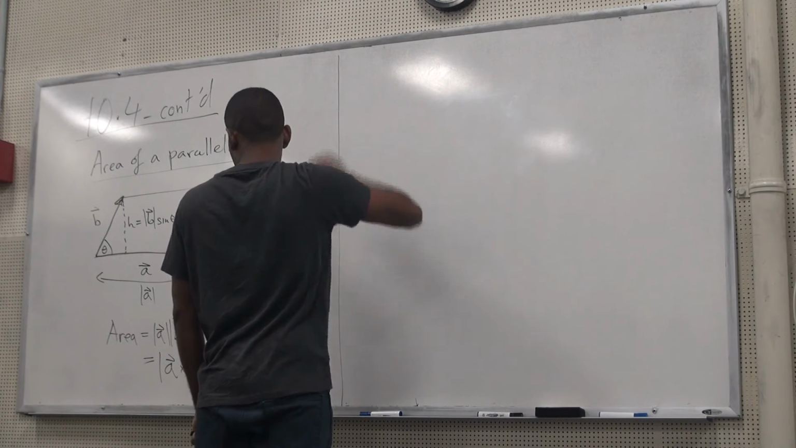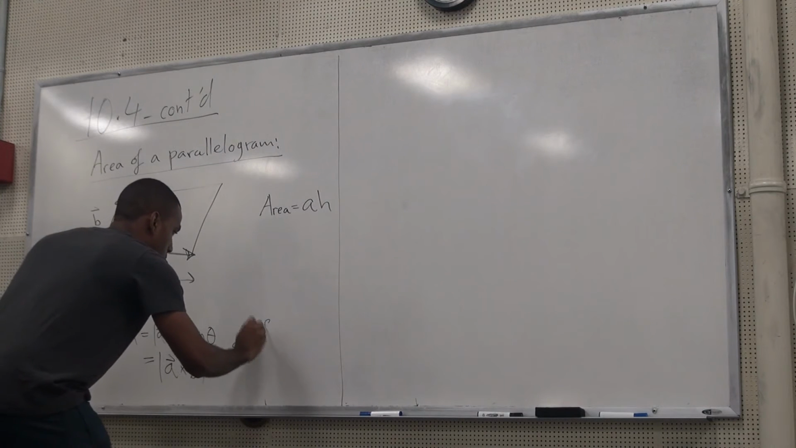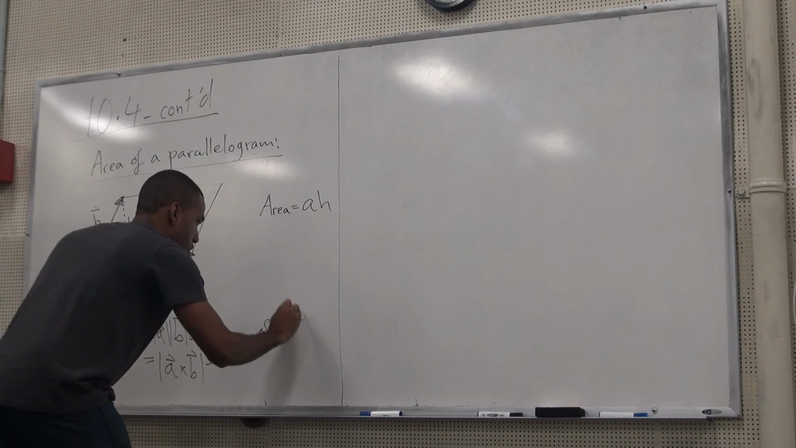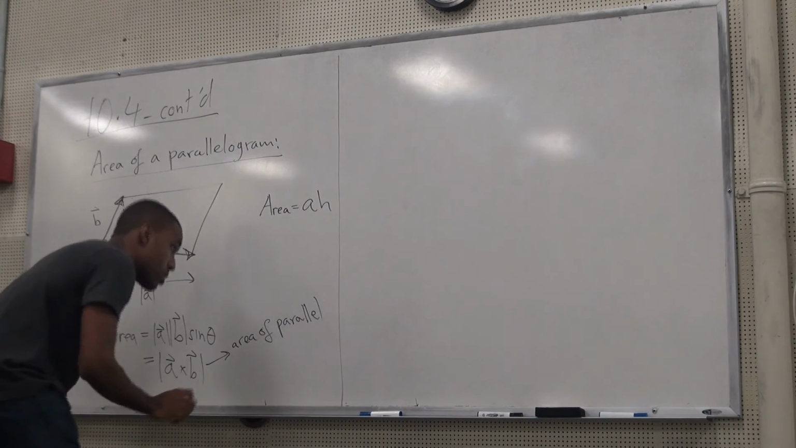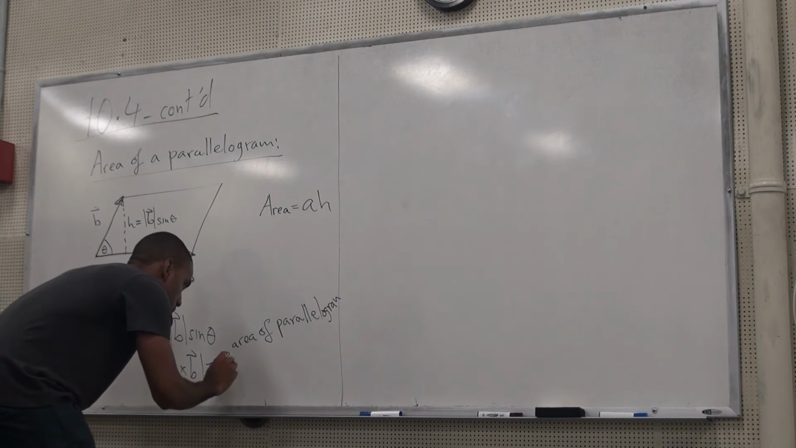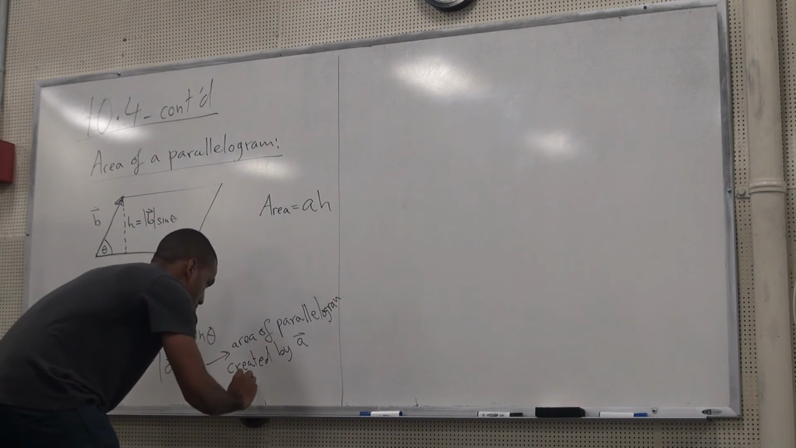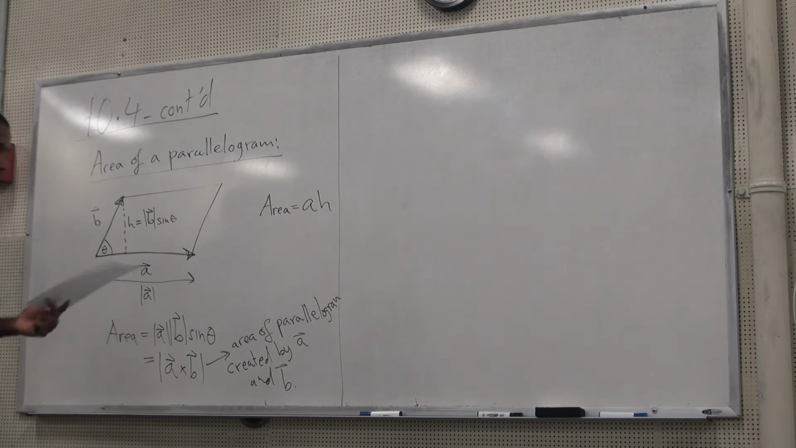So this gives the area of the parallelogram created by A and B. That's a geometric interpretation of the magnitude of the cross product. So that's one geometrically useful property.